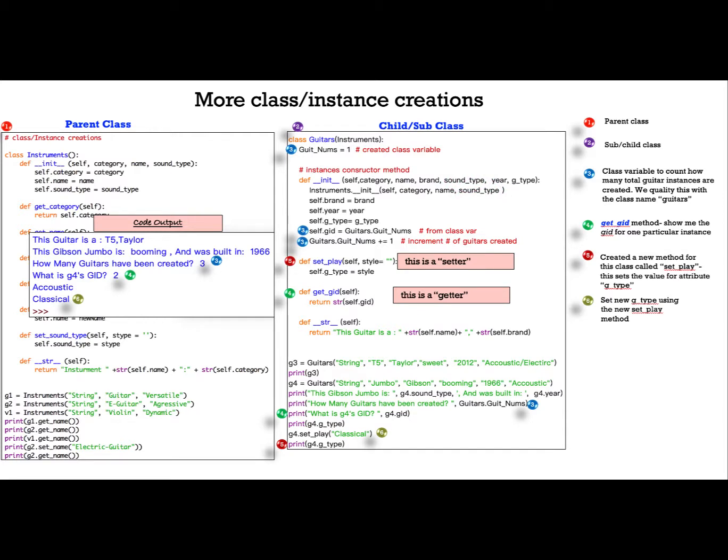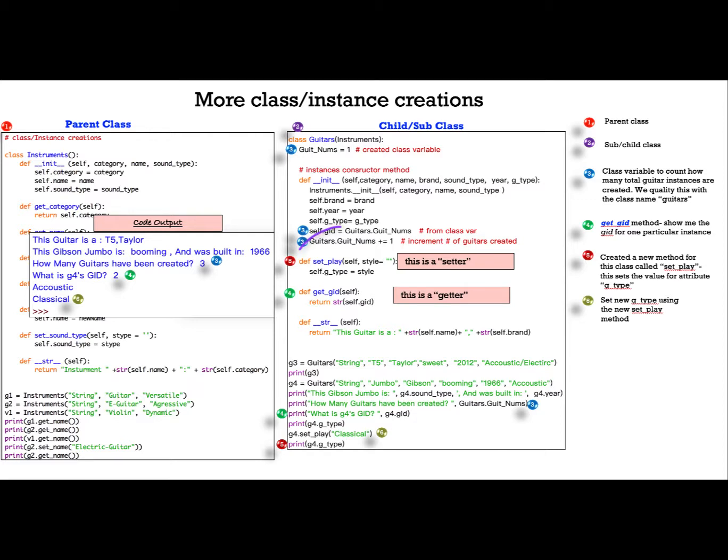And we have our same variable set: self.brand, self.year, self.gtype, self.gid, and self.gid equals Guitars.get_nums. This is tied to the class variable right up here. Then we have Guitars.get_nums plus equals 1. That means every time a new instance gets created, it will increment 1 more time.